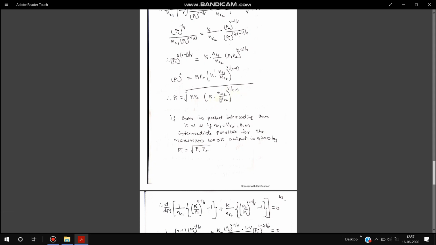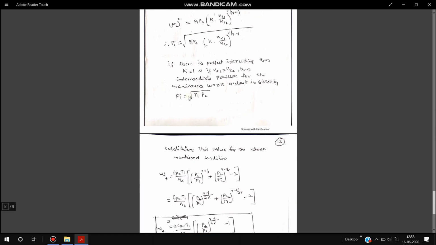So for perfect intercooling, we know that T3 equal to T1, therefore K equal to 1. And for equal compressor efficiency, that is eta C1 equal to eta C2, the intermediate pressure for minimum work is given by Pi equal to root of P1 P2.